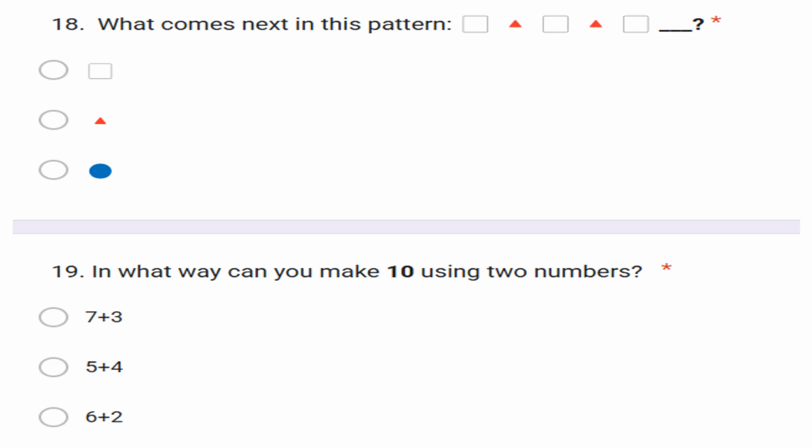Number 18. What comes next in this pattern? Square, triangle, square, triangle, square, blank. Is it square, triangle, or a circle?